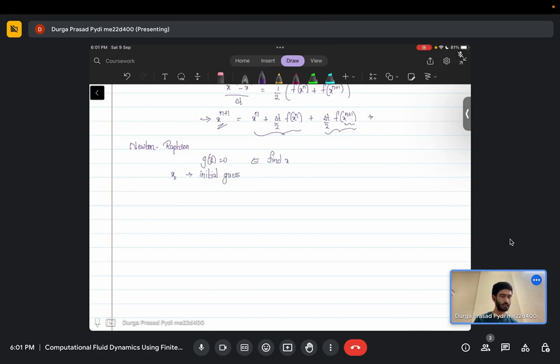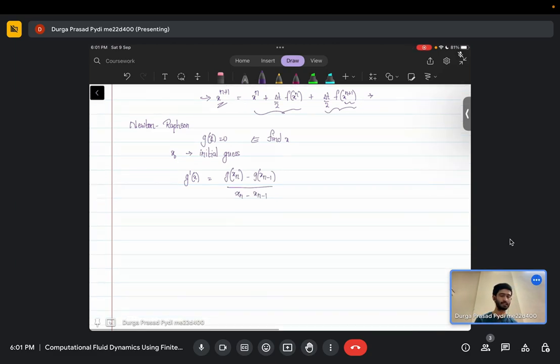So now what we do, we'll take g prime of x, that is your derivative, which can be expressed as g of xn minus g of xn minus 1 by xn minus xn minus 1. So what we expect is, since we will come in a backward fashion, suppose your xn is a root, this is my final root or value at which g of xn equals 0, what will be my previous value, xn minus 1.